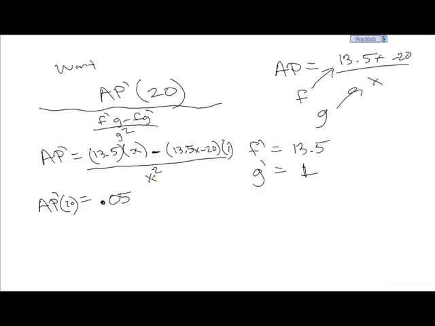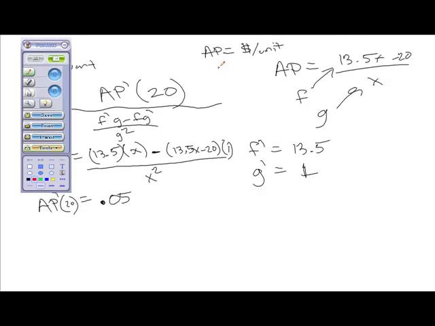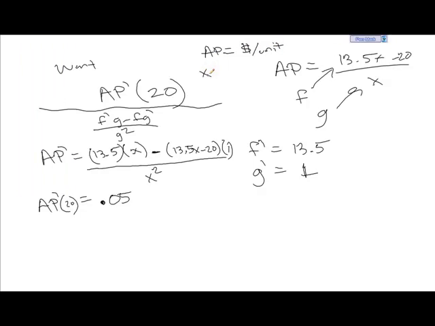Now, what are the units for this guy? Well, the average profit function outputs what? It outputs dollars per unit, or dollars per phone. X is the number of units. So that means that this must be dollars per unit over the number of units sold.